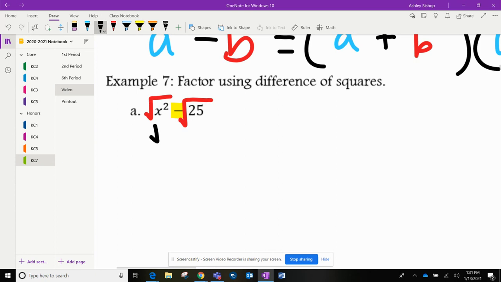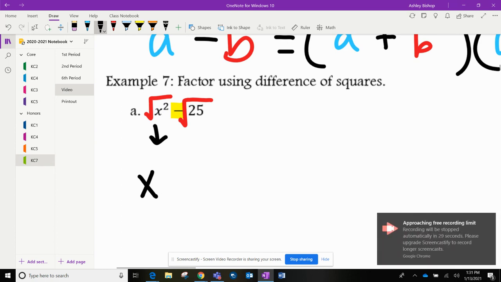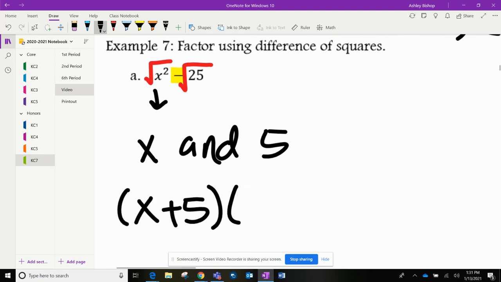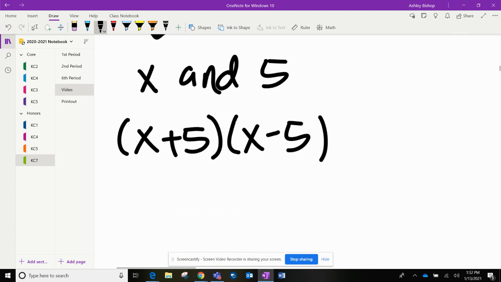All right, the square root of x squared, I'm sorry, is always going to be x. And the square root of 25 is 5. So I have the 2 square roots of each are x and 5. And here's how we formulate our answer. I have x plus 5 and x minus 5. You take your 2 things and you add them together. Here's my 2 terms. You take them together and add them, and you take them together and subtract them.